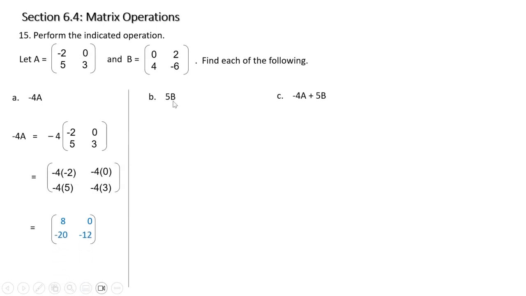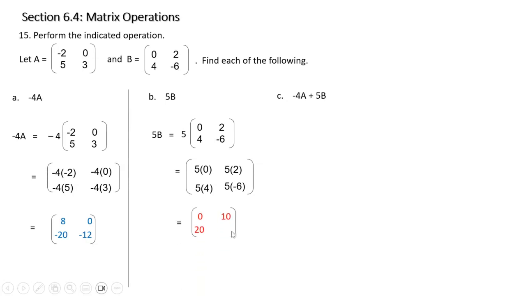Now let's do part B. We have 5 times matrix B. Now this matrix B is going to be 5 times 0, 5 times 2, 5 times 4, and 5 times negative 6. And the result will be 0, 10, 20, and negative 30.